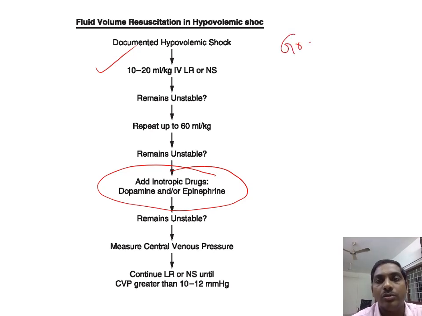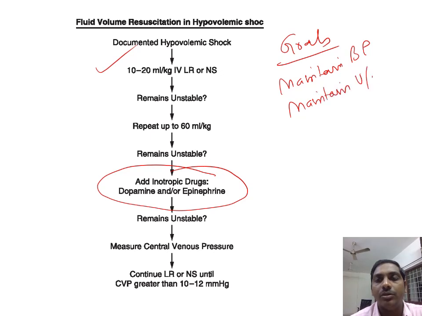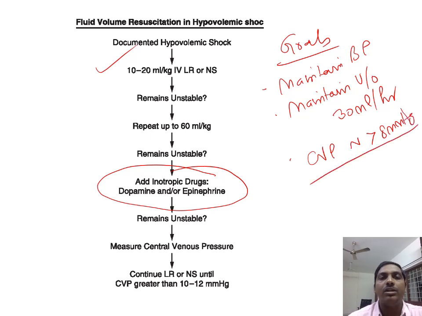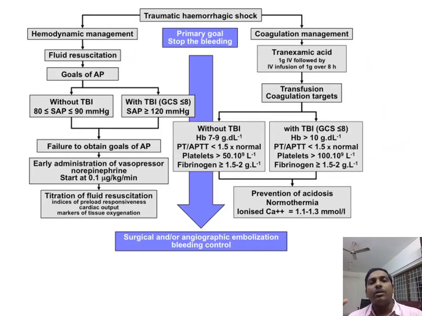So the goal is to maintain BP, maintain urine output. So what is the normal urine output that is required? 30 ml per hour, and CVP should be maintained more than 8, that is normalcy. So only then the hypovolemic shock will be treated. So the other type of hypovolemic shock is hemorrhagic shock. Hemorrhagic shock, for any hemorrhagic shock, first treatment is to control the hemorrhage, achieve the hemostasis.